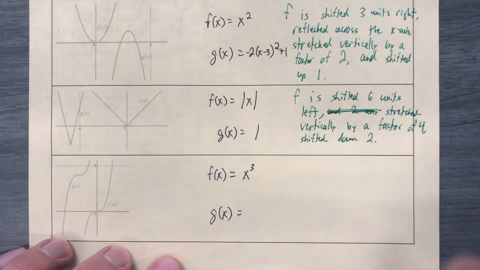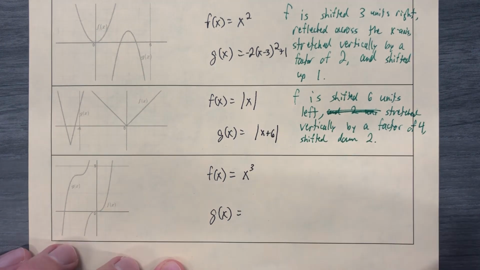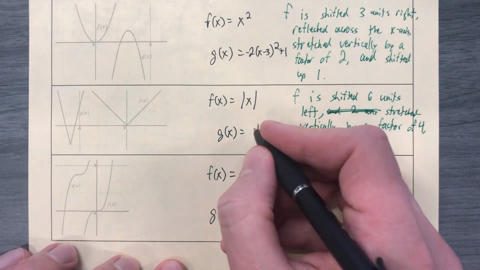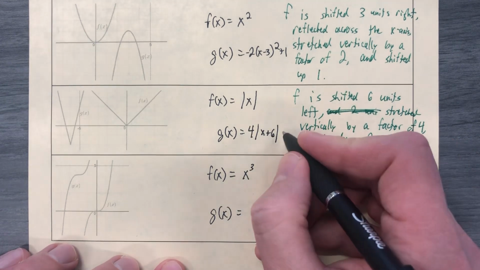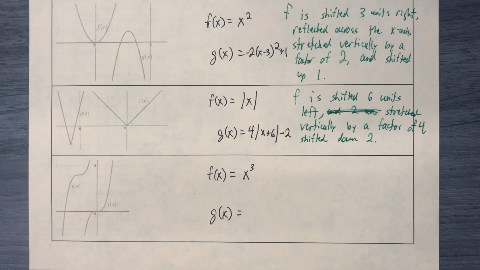All right, we have an absolute value that got shifted 6 units to the left. That would be x plus 6. Stretched vertically by a factor of 4, and then shifted down 2. That would be it. I could type it into the computer, but it would be right.